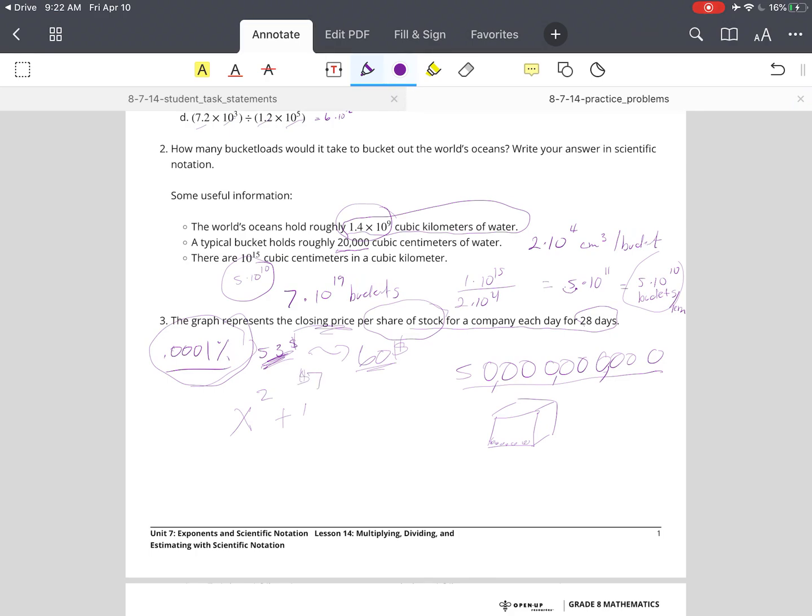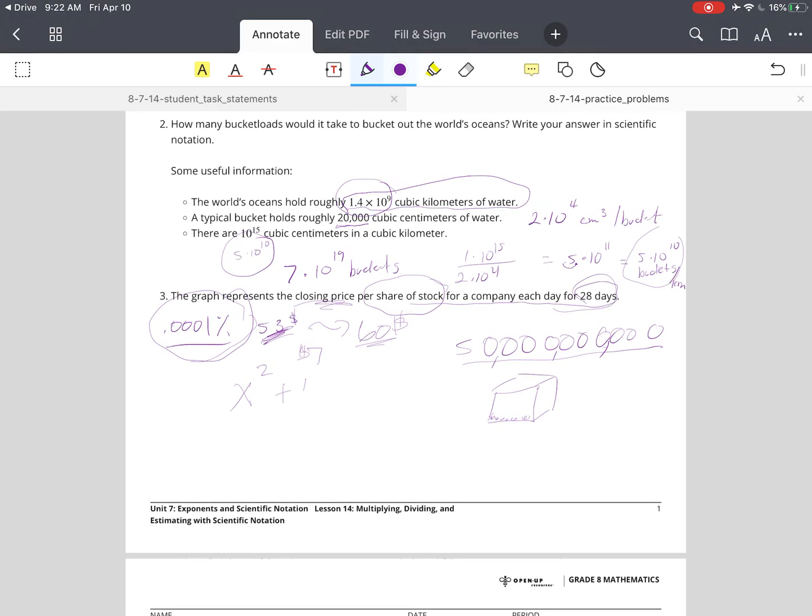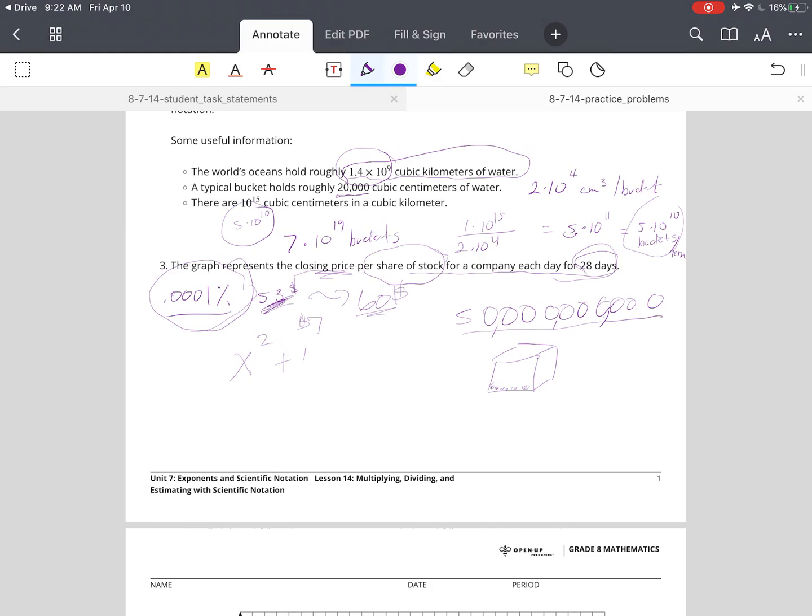Some people do that. But anyways, here are the prices for 28 days, okay? And just letting you know, I'm doing this with a bunch of companies right now. I bought $200 worth of stock before we shut down school, and it went up to $256. So I made $56, but I didn't sell the stock.